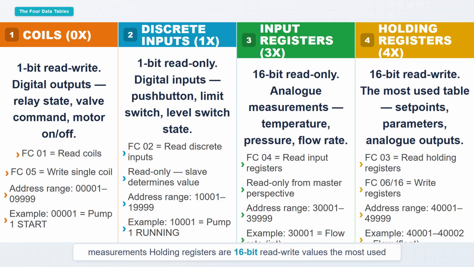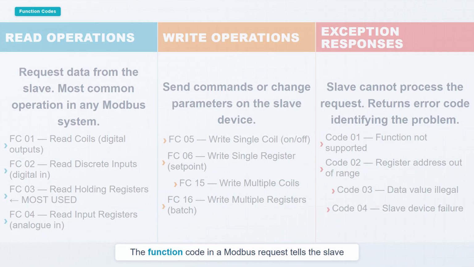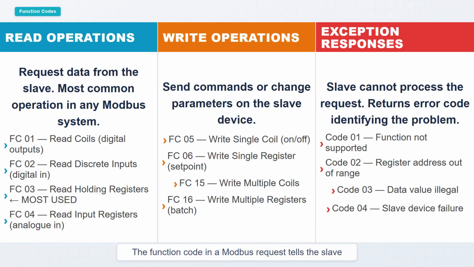Holding registers are 16-bit read-write values, the most used table, storing set points, configuration parameters, accumulated totals, and analog output commands. Each table has an address space of 65,536 registers. A PLC reading a flow transmitter will typically read 1 or 2 holding registers containing the flow value scaled to engineering units. The function code in a Modbus request tells the slave what operation to perform.